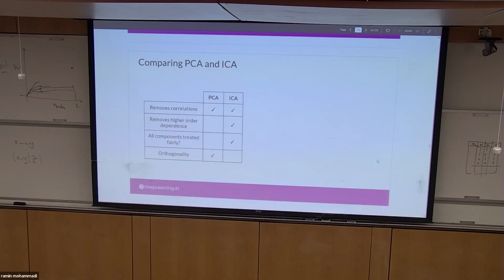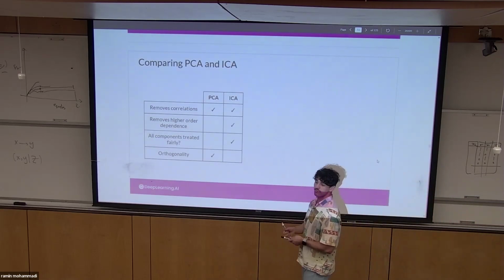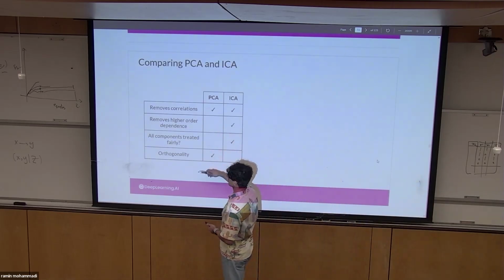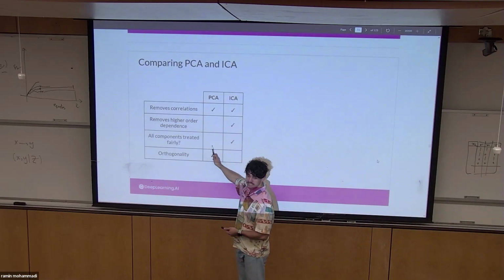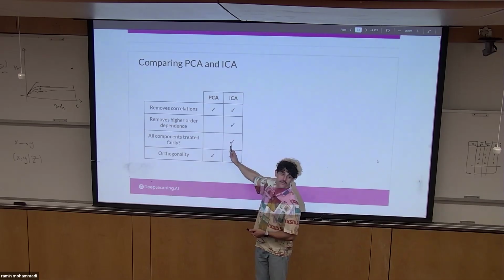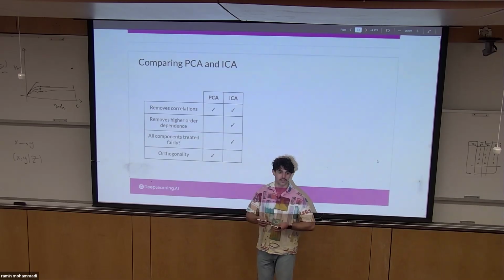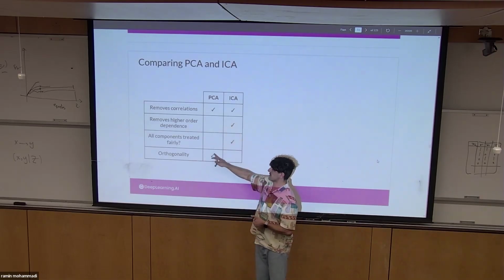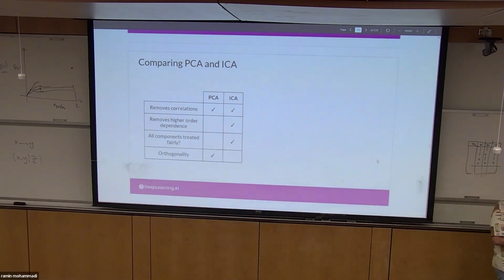Now, PCA removes the correlation, ICA also removes the correlation. PCA doesn't address higher order dependence, ICA does. And PCA features are not treated the same. In ICA, they are treated fairly. So it doesn't have the problem that PCA has, because it doesn't enforce perpendicularity. Orthogonality basically is the problem that PCA has that causes this, right? So it doesn't have that orthogonality either.